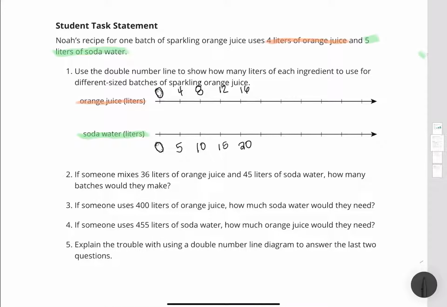Now, there's tons of ways you can fill these double number lines out. I know sometimes I tell my students, hey, you can fill out one side at a time once you find a pattern. So for the soda water, I see that it's going up by 5. So I could do 25, 30, 35, 40, 45, 50. For the number line that represents the orange juice, I see that it's increasing by 4s. So the next numbers would be 20, 24, 28.